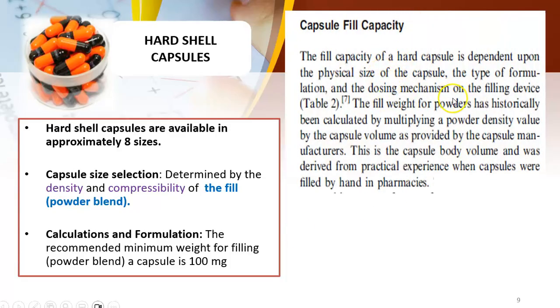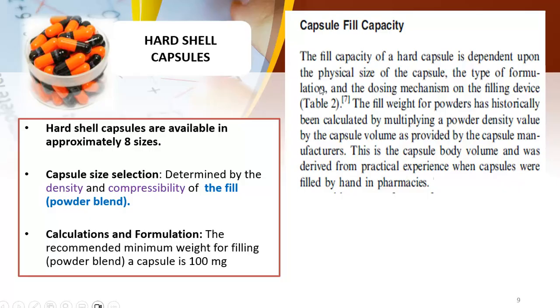This little snippet of notes was taken from the pharmaceutical technology book, and I just wanted to read it for you so you have an appreciation from different resources. The fill capacity, which is the powder that fills a shell, is dependent on the physical size of the capsule. Again, capsules come in different sizes. It also is dependent on the type of formulation.